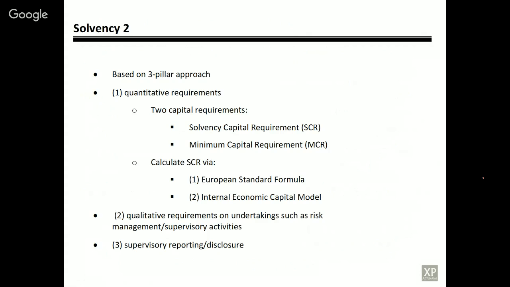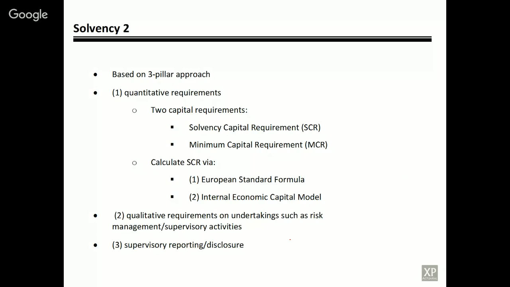Solvency II is also based on a three-pillar approach. The first is, again, a quantitative requirement. Here, though, there are two capital requirements: the solvency capital requirement, or SCR, and the minimum capital requirement. And the SCR can be calculated either with a standard formula or an internal model. The second pillar, again, is a qualitative requirement, and it dictates the risk management standards and supervisory activities.